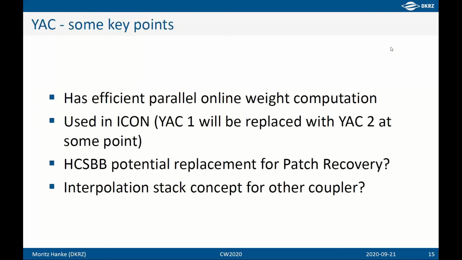Just to sum it up, some key points. We have a parallel weight computation, which is quite quick from my perspective. The main user currently, or more or less only user, except for one other user, is the ICON-ESM model. It uses YAC1, which will most probably be replaced with YAC2 at some point. The hybrid cubic spherical Bernstein-Bezier patch interpolation might be a potential replacement for patch recovery. Maybe you want to look into that if you have an issue with that.